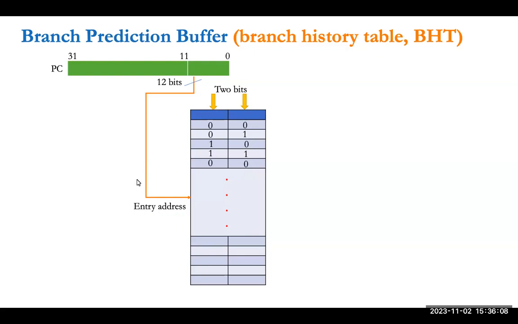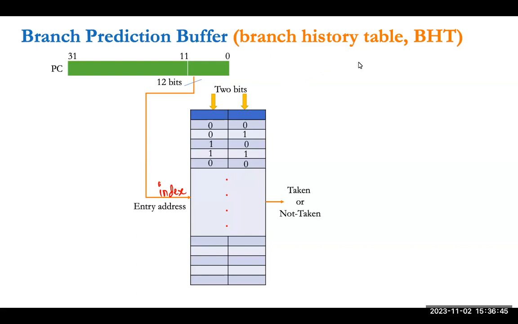Let me just write the index part. Based on this index, the entry will be identified, whether the branch at that iteration is taken or not taken. Taken or not taken will be given from this table, right? So are you getting this point?